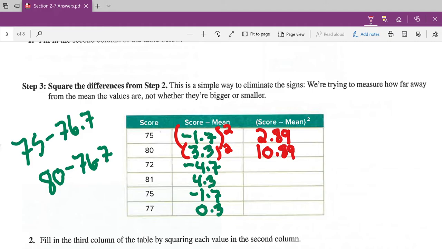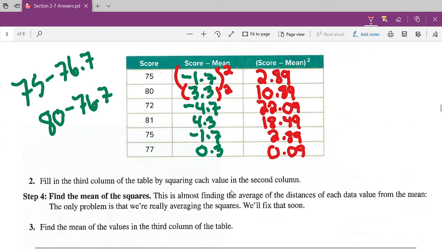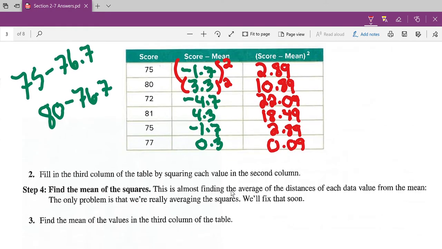Continue squaring each number in the previous column to fill in the last column. Next one down is 18.49. Then 2.89 and 0.09. Step four then says find the mean of the squares.